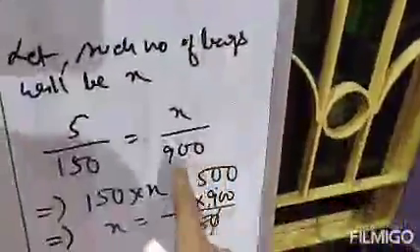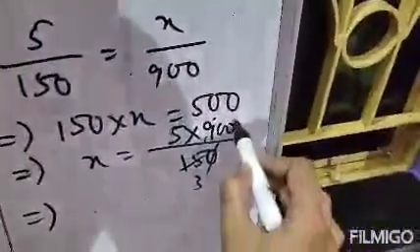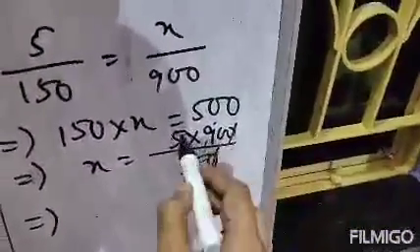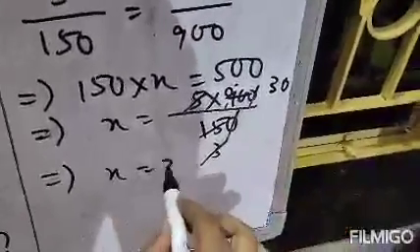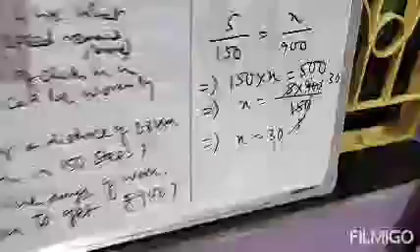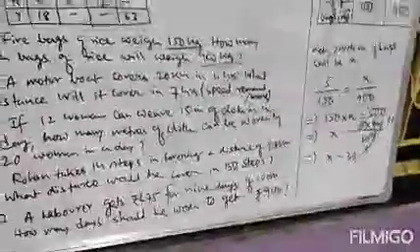So as this is 900 kg, this will be 900. That means x by 900. So if you multiply 5 into 900. Clear? Now reduce. 0 and 0 will reduce. Now 15, 5 threes are 15. Therefore 30. So your answer will be x equal to 30. That means 30 bags will be required. That means 30 bags will weigh 900 kg.